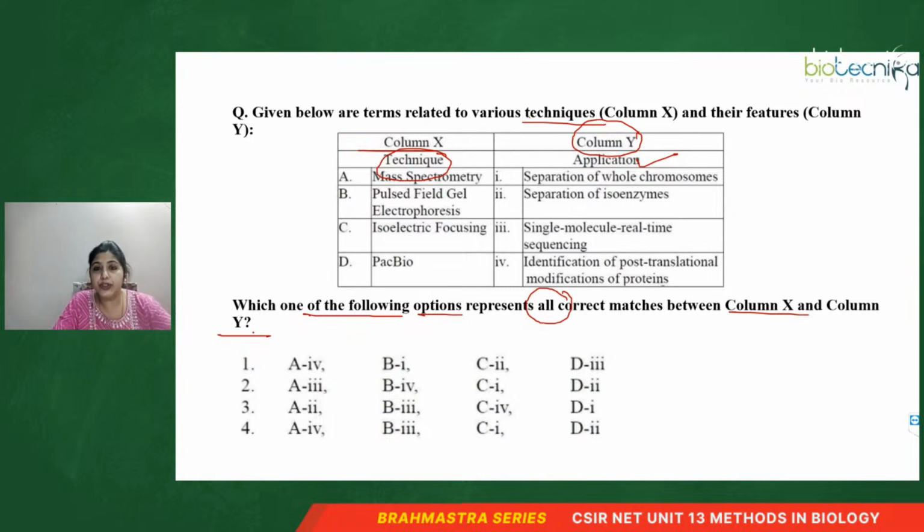Don't try to go through the entire table altogether. Go through the technique which you are most confident about, the technique in which you are sure you know the application. Start with that, and then go to another technique. So don't see the entire table altogether, and then look for the option which correctly represents the correct match between column X and column Y.